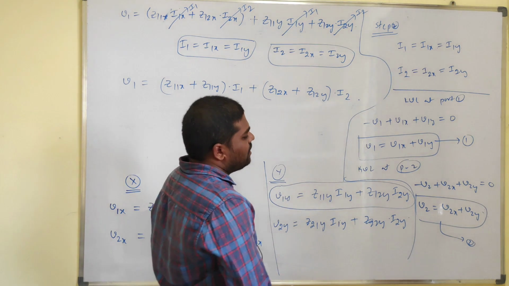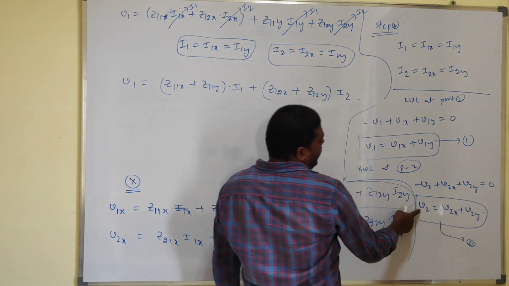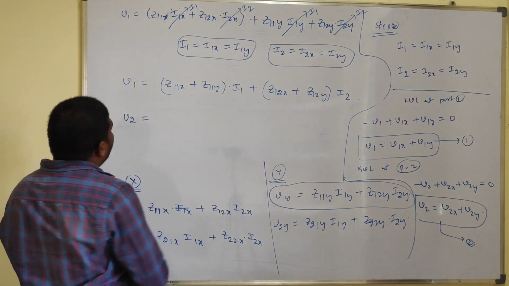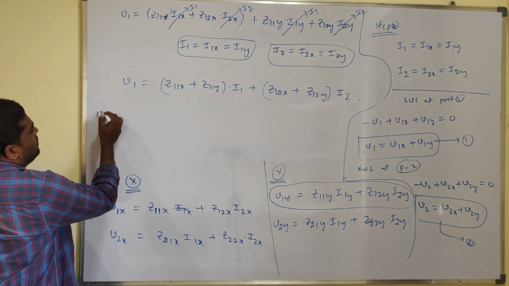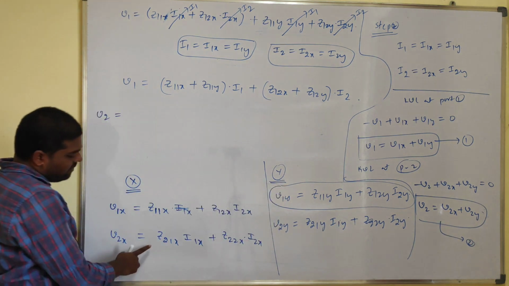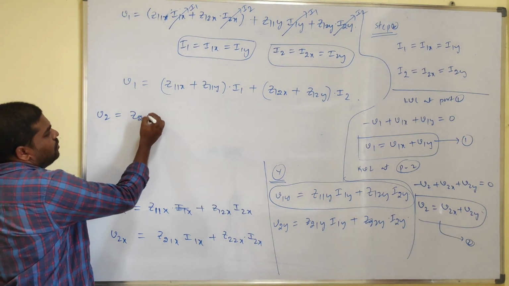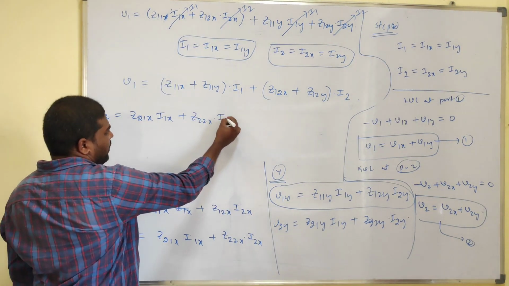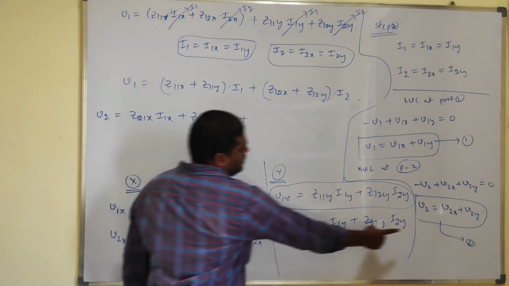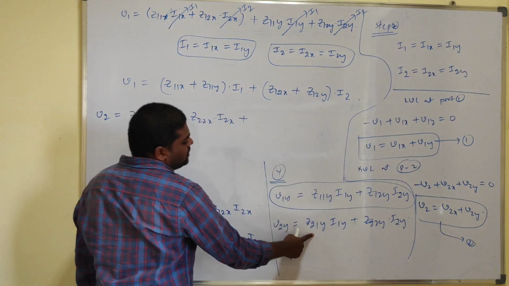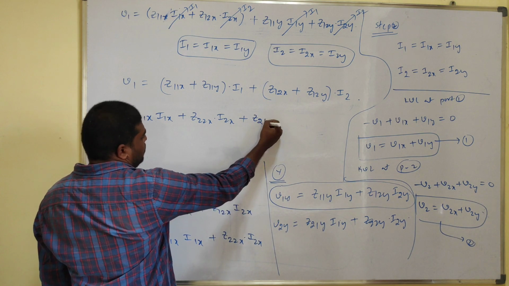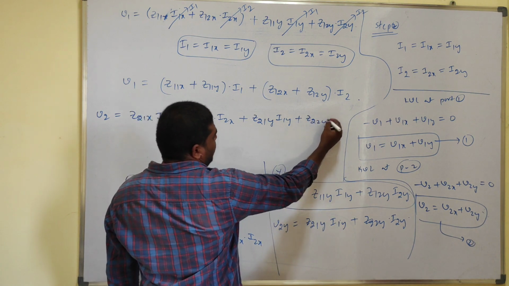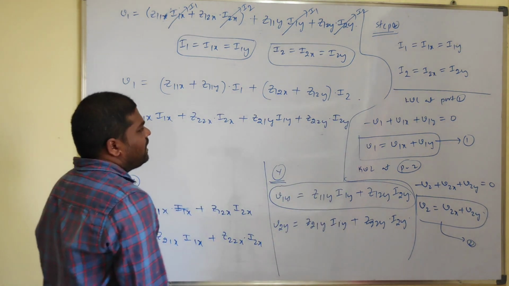In the same way, you can substitute the V2x and V2y values in the second expression V2. So V2 equals, first, V2x, which is Z21x into I1x plus Z22x into I2x, plus V2y. The V2y value equals this one, so substitute there: Z21y into I1y plus Z22y into I2y. So this is your second expression, right?